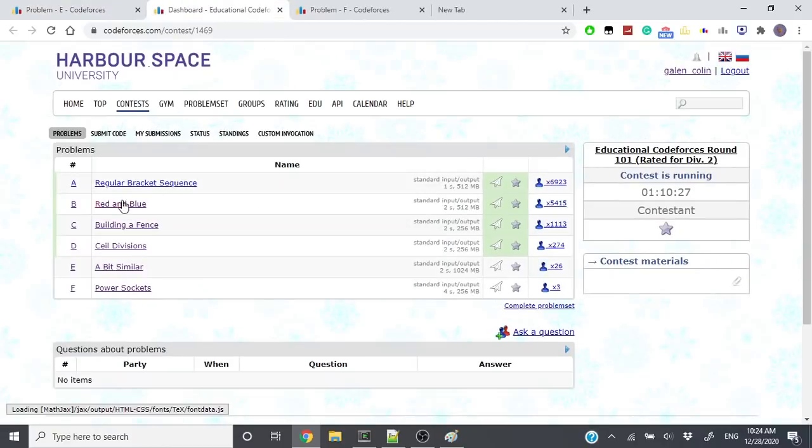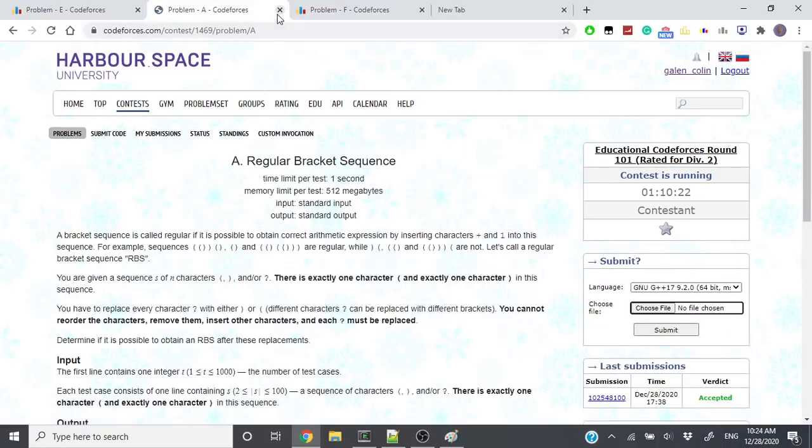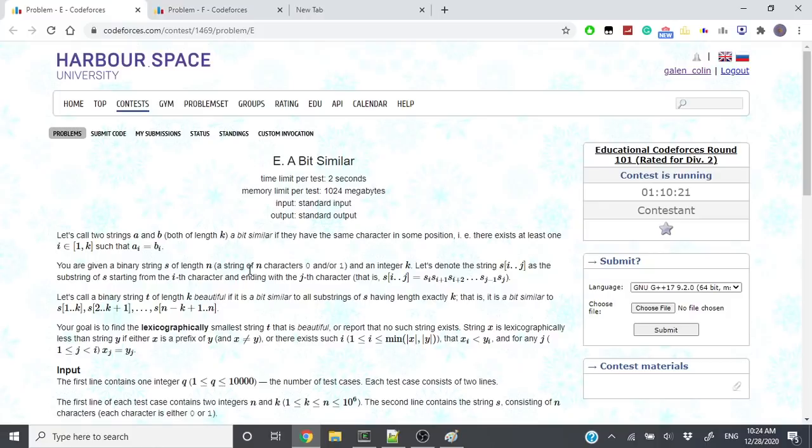How'd I screw up B again? Oh, right, that was not considering the empty sequence. Okay. So two strings A and B are bit similar if they have the same character in some position. Right.